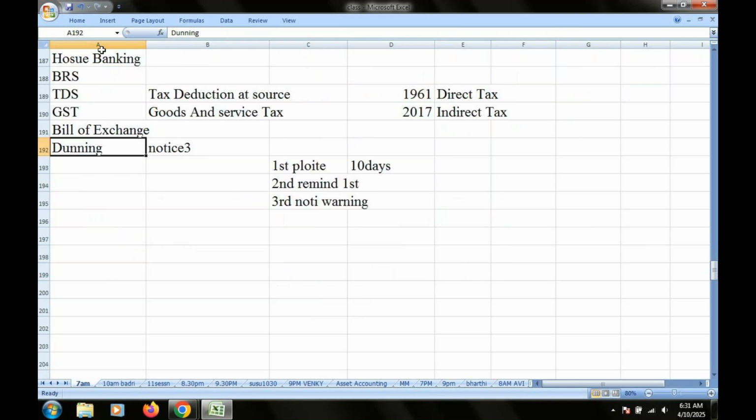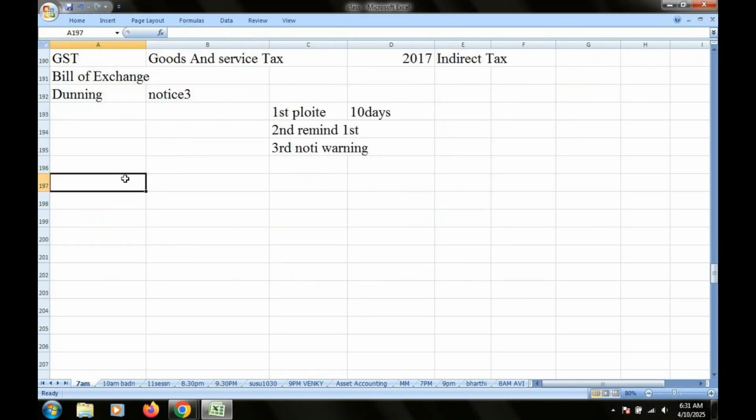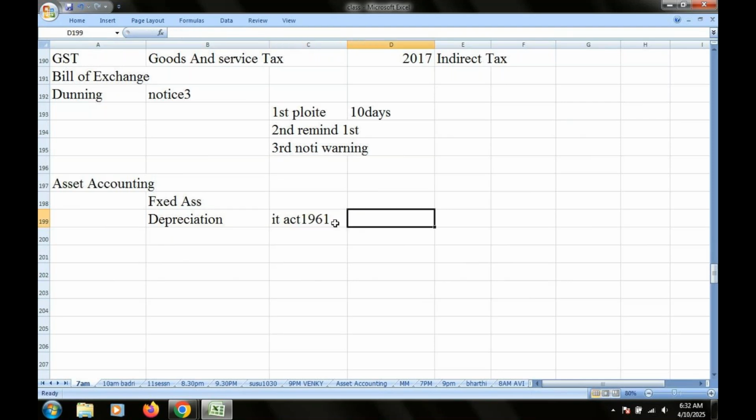After completion of the dunning, the next configuration we are going to is asset accounting. Here we do asset accounting on behalf of the fixed assets, especially for the depreciation part. Depreciation is applicable as per the Income Tax Act 1961 and as per the Companies Act 2013. These two rules we follow for depreciation on fixed assets.